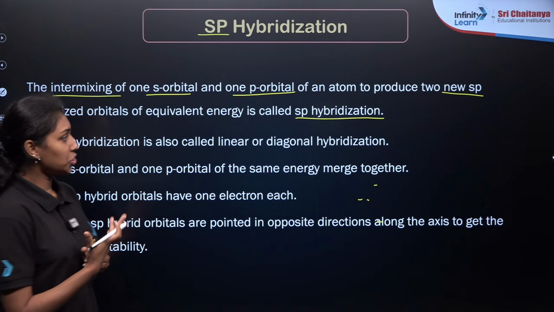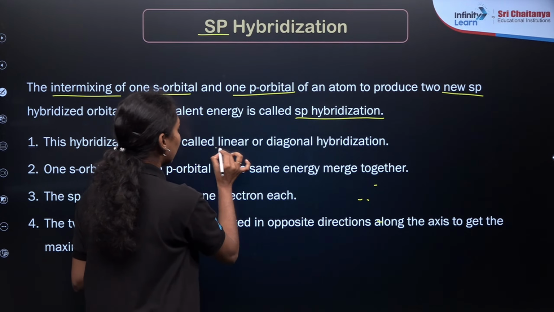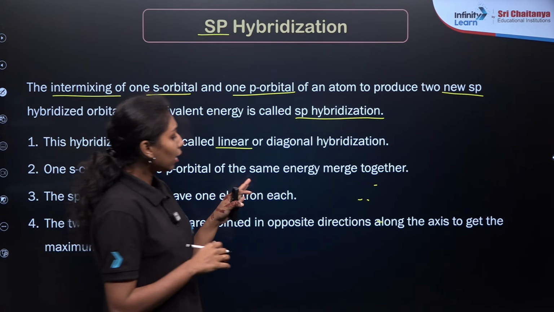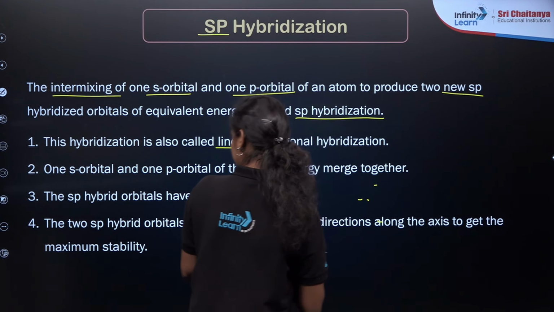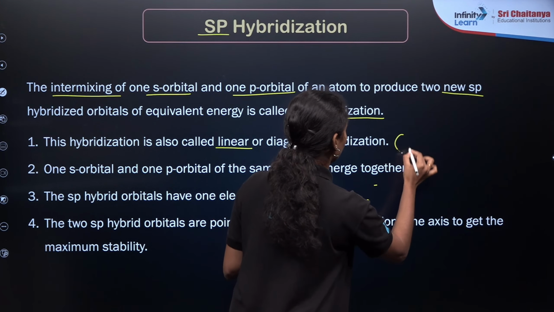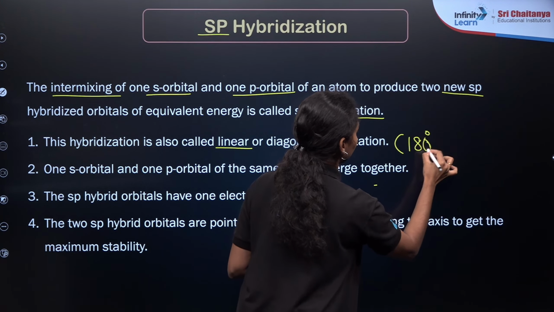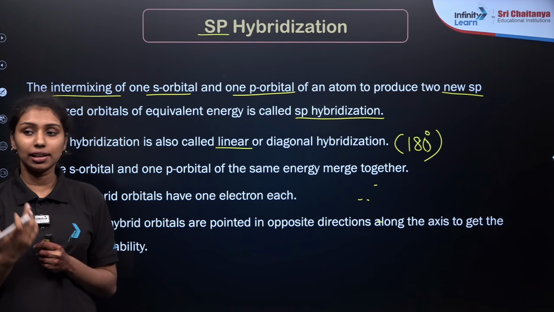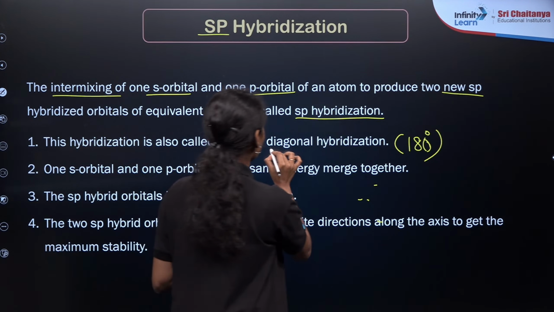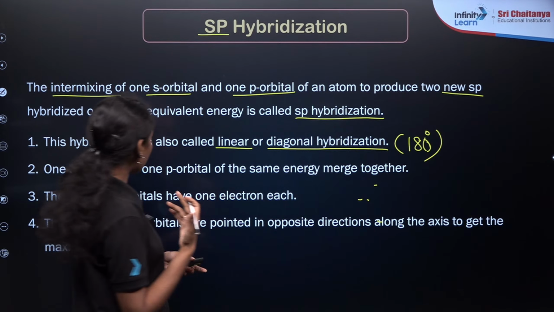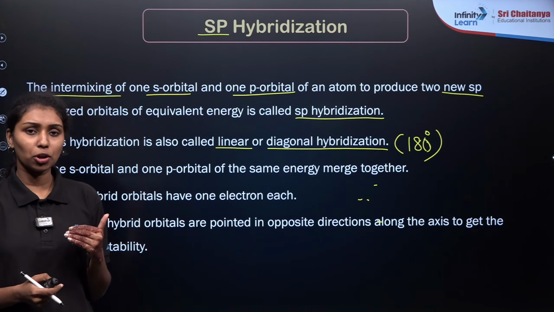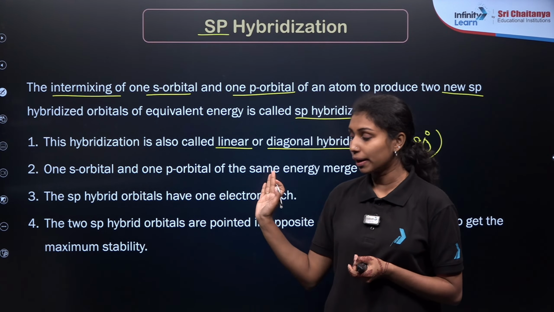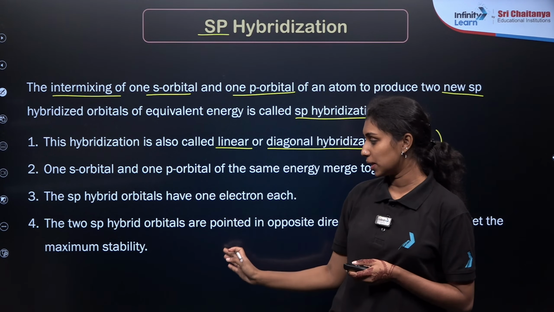While discussing the shape of this molecule, you can say that it will have a linear shape. Linear means it will have a bond angle of around 180 degrees. That's why this hybridization is also known as linear or diagonal hybridization, right? Again repeating the same, because s and p orbitals have almost the same energy, they undergo hybridization to form sp hybridized orbitals having almost similar energy.